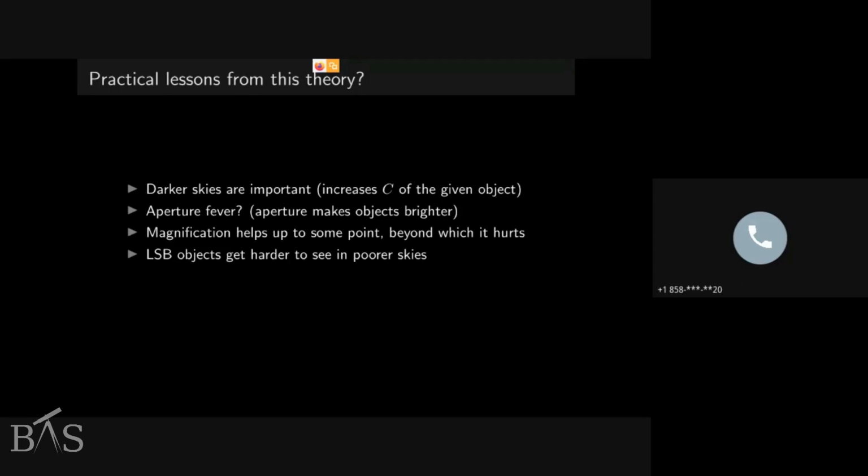So the learning from this theory is to try different magnifications. The theory also says that low surface brightness objects, LSB is my short form for low surface brightness, you might see it all over the place, get harder to see in poorer skies. By that I mean brighter skies like city skies. These, I guess, are fairly obvious, except maybe this aspect that magnification helps, like bigger objects are easier to see.